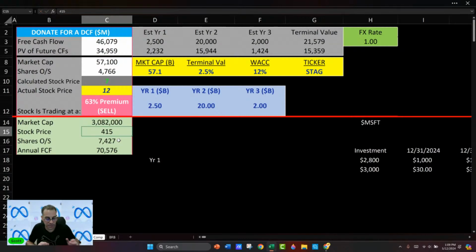Okay, I knew something was wrong. I didn't have the right market cap. I had 3 billion market cap. It's 3 trillion. Okay, that makes sense.